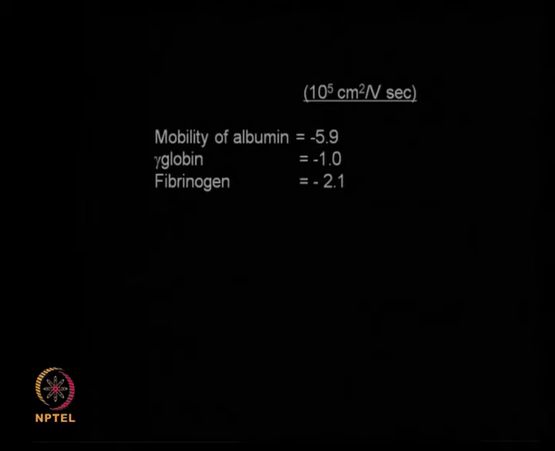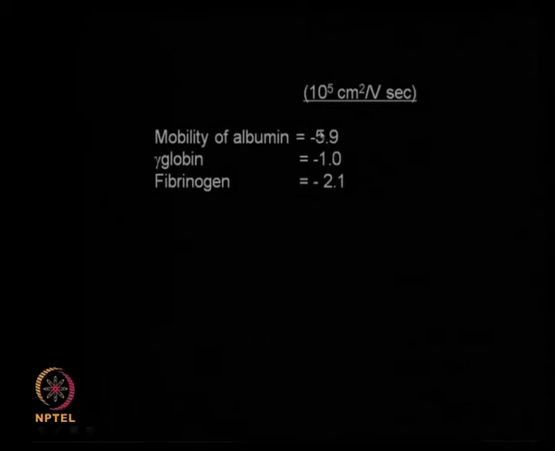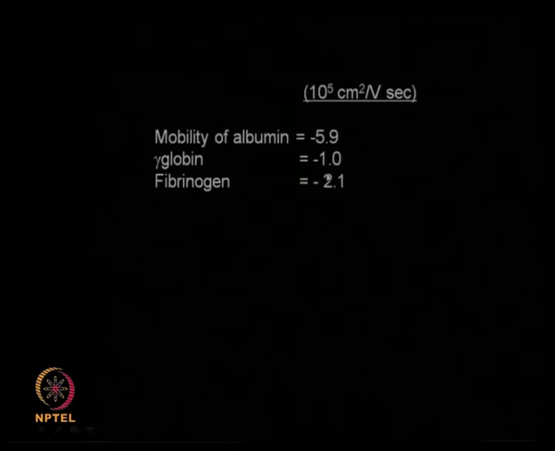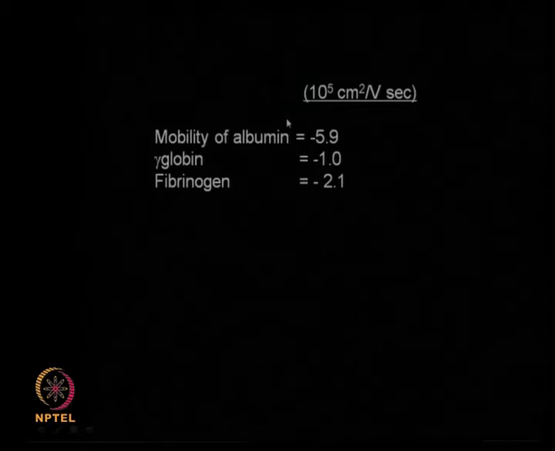So you look at mobility: for albumin 5.9, gamma globulin 1, that means it is almost 6 times slower; fibrinogen 2.1, that means albumin is 2 to 3 times faster than fibrinogen, and fibrinogen is about 2 times faster than globulin. So you see a large difference in the protein mobility.